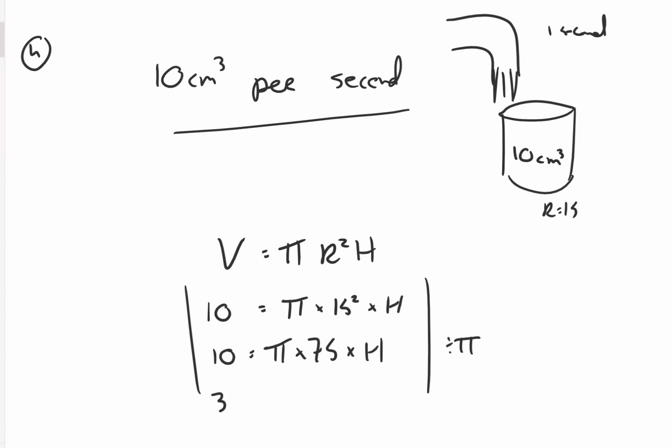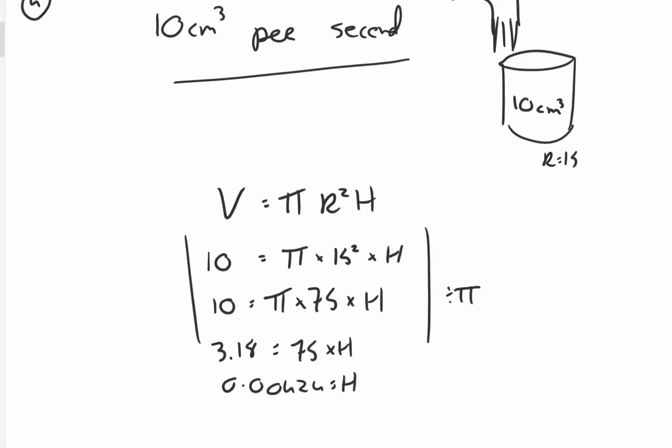So 10 equals pi multiplied by 75 multiplied by h, divide by pi on both sides. You get 3.18 equals 75 multiplied by h. 3.18 divided by 75 equals 0.00424. That equals the height. Sorry, actually, I just noticed something there. 15 squared is not 75, so can I go back? Sorry about that, guys. I don't know what I was doing there.